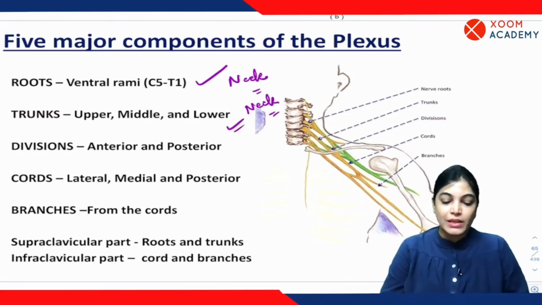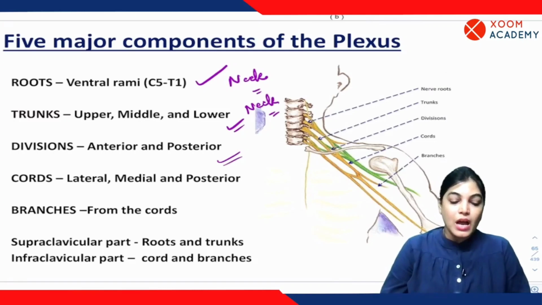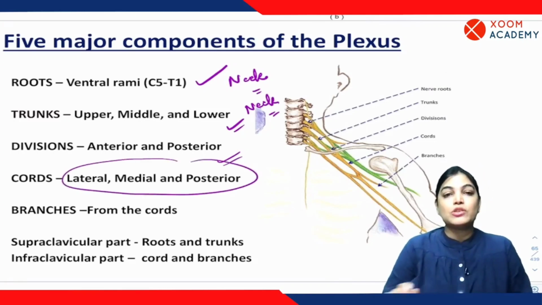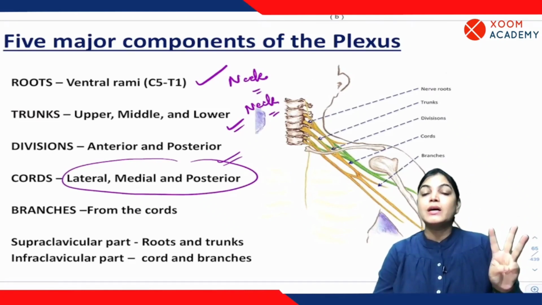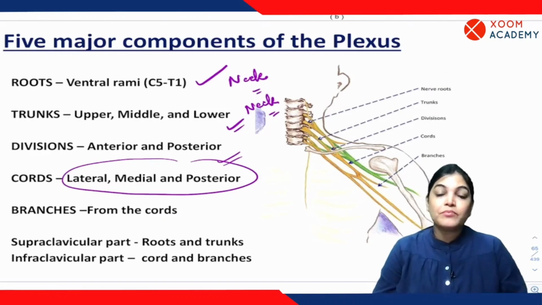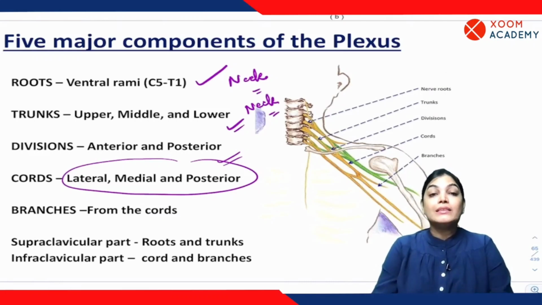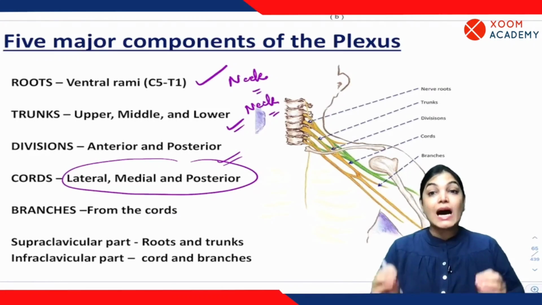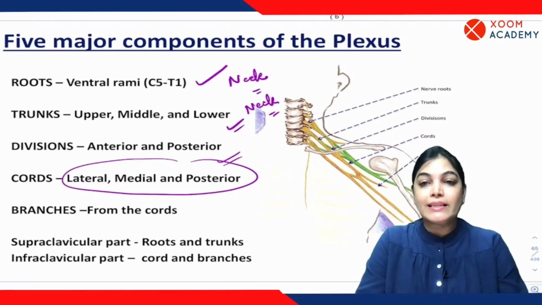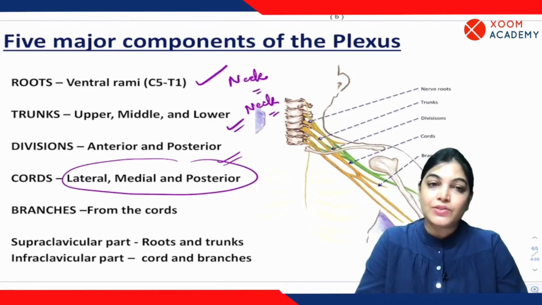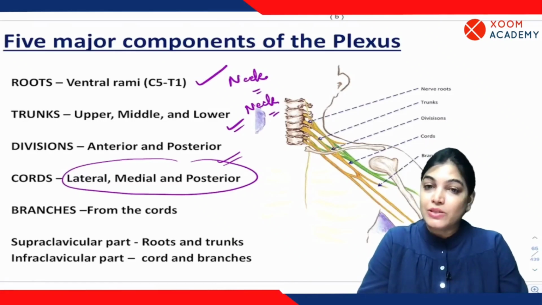Now each of these trunks will divide into divisions, anterior and posterior, and will ultimately lead to the formation of cords of brachial plexus. How many cords of brachial plexus have we got? We have got 3 cords of brachial plexus: the medial, the lateral and the posterior. And if you remember the relations of the second part of axillary artery, there we have already described that the cords of brachial plexus are related according to their name. That means the lateral cord will be lateral to the second part of axillary artery, the medial cord will be medial to it, and the posterior cord will be posterior to the second part of axillary artery.